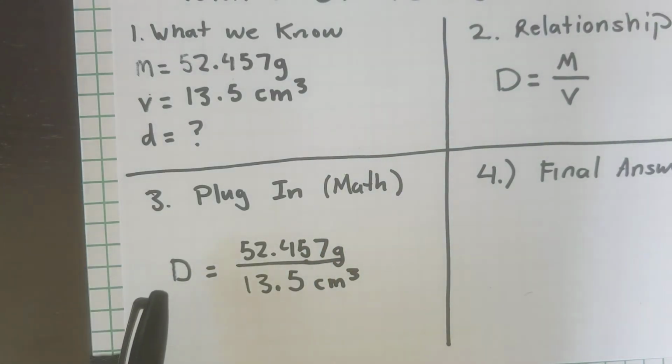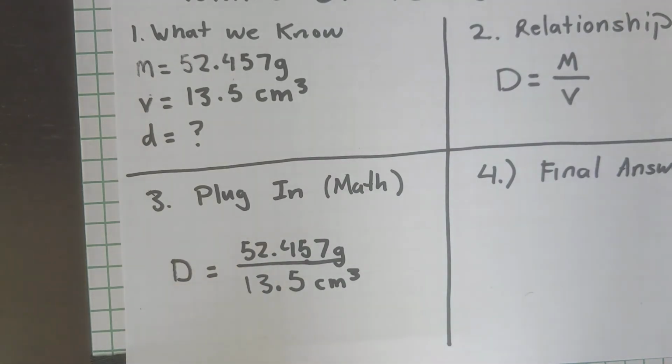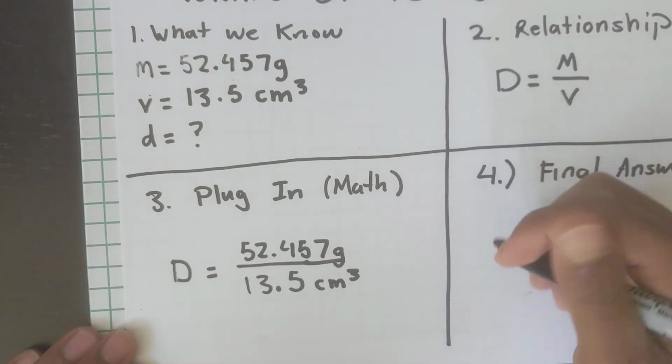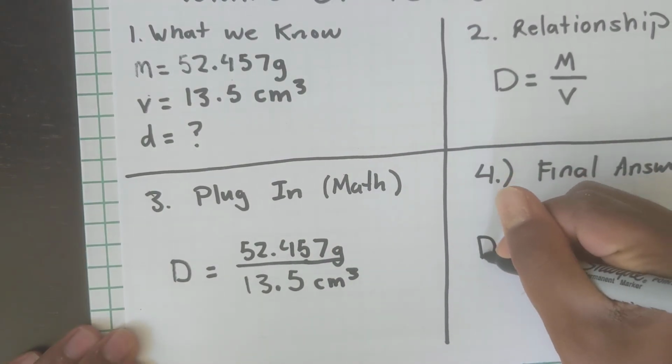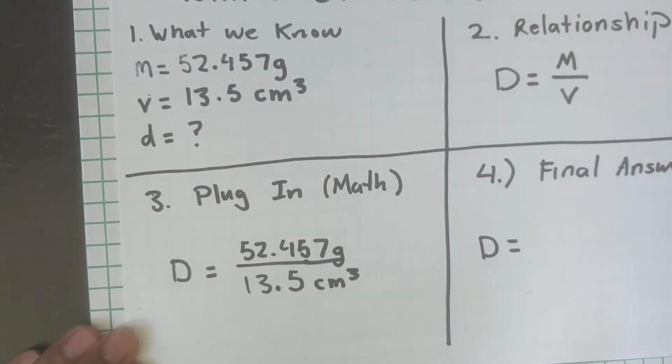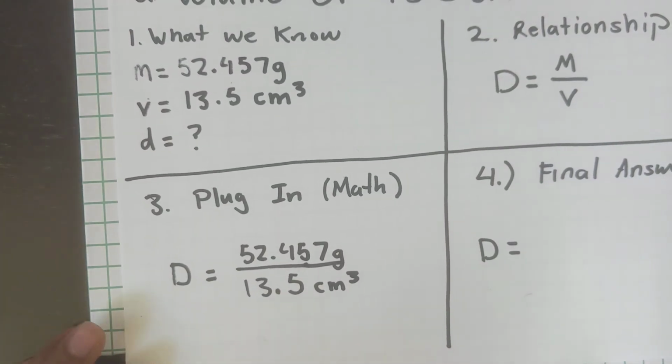So now to calculate what D is, all we have to do is divide these two numbers. So grab a calculator, divide these two. I just did on my calculator. And what I got was a long decimal, which comes out to around 3.8857.